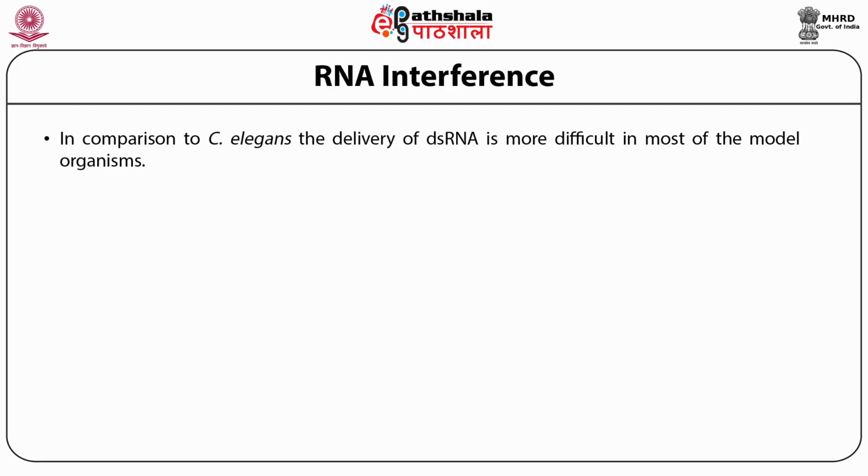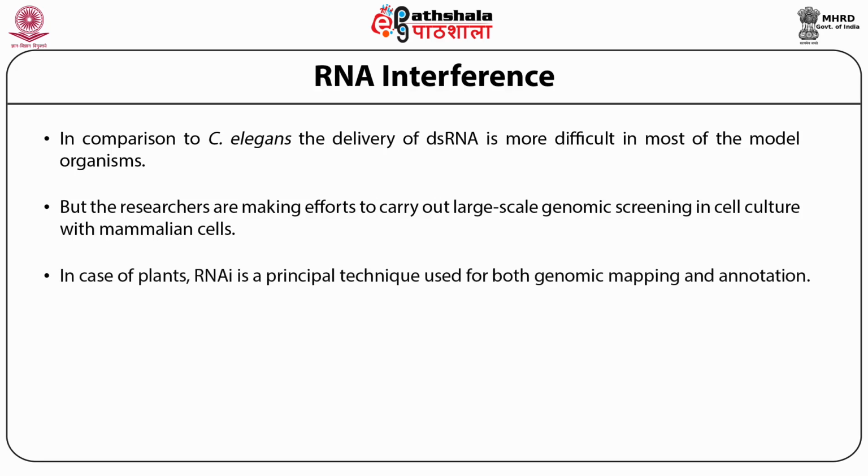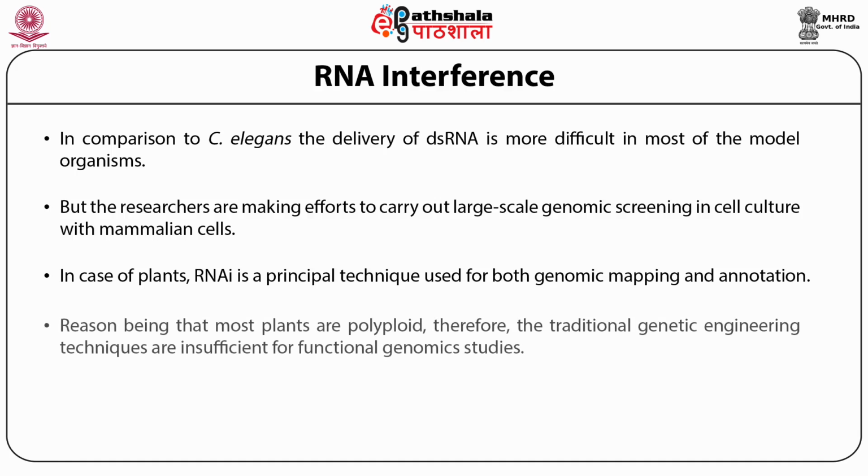In comparison to C. elegans, the delivery of double-stranded RNA is more difficult in most of the model organisms, but the researchers are making efforts to carry out large-scale genomic screening in cell culture with mammalian cells. In case of plants, RNA interference is a principal technique used for both genomic mapping and annotation. The reason being that most plants are polyploid.